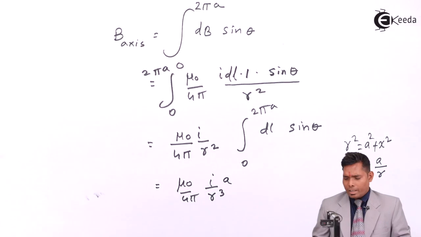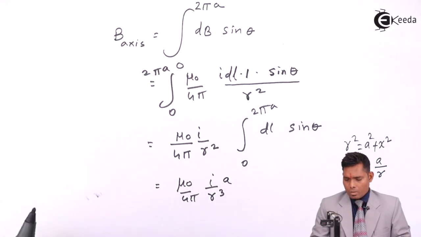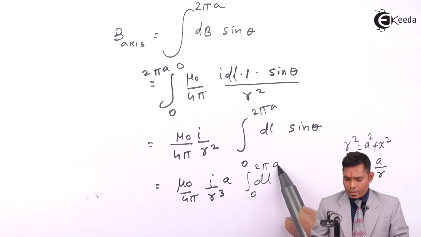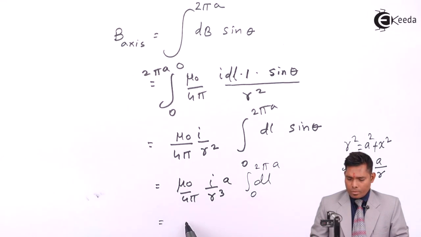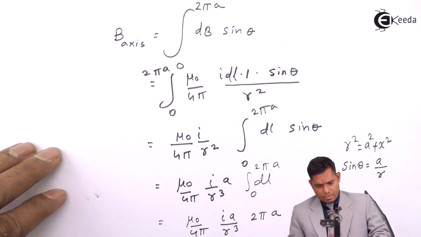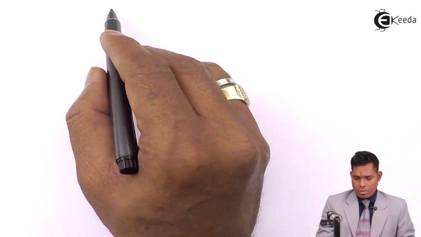So therefore, sine theta is also a constant taken out, which is A by R. So this is A by R cube. dl integration from 0 to 2 pi A gives us mu 0 upon 4 pi, I A upon R cube into 2 pi A. Next page, we will have the final expression.